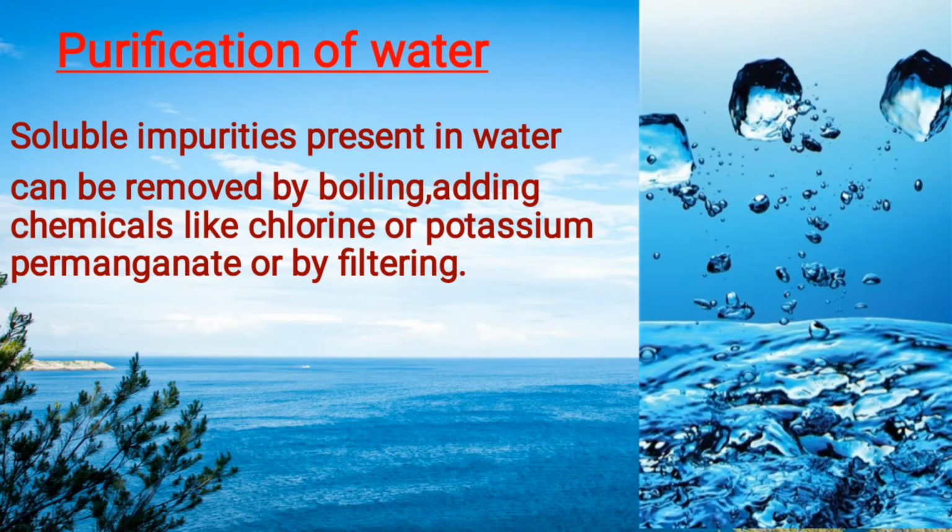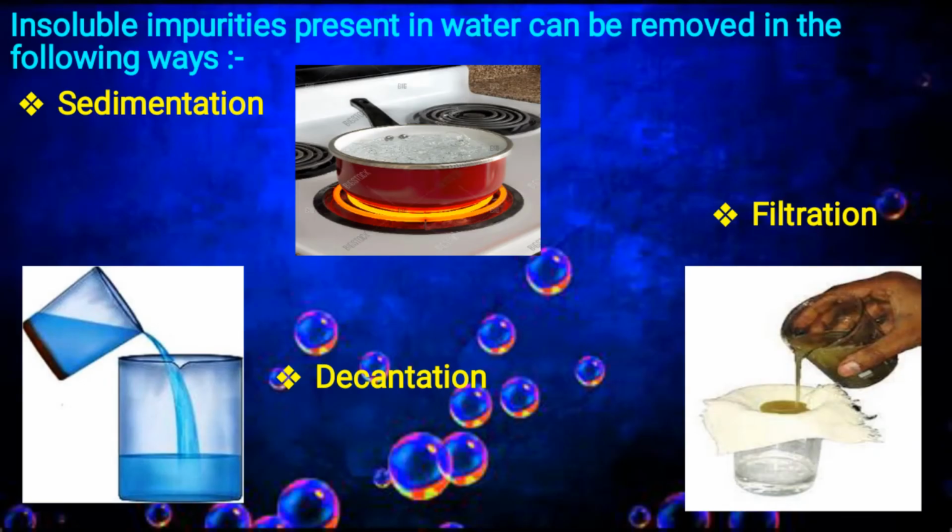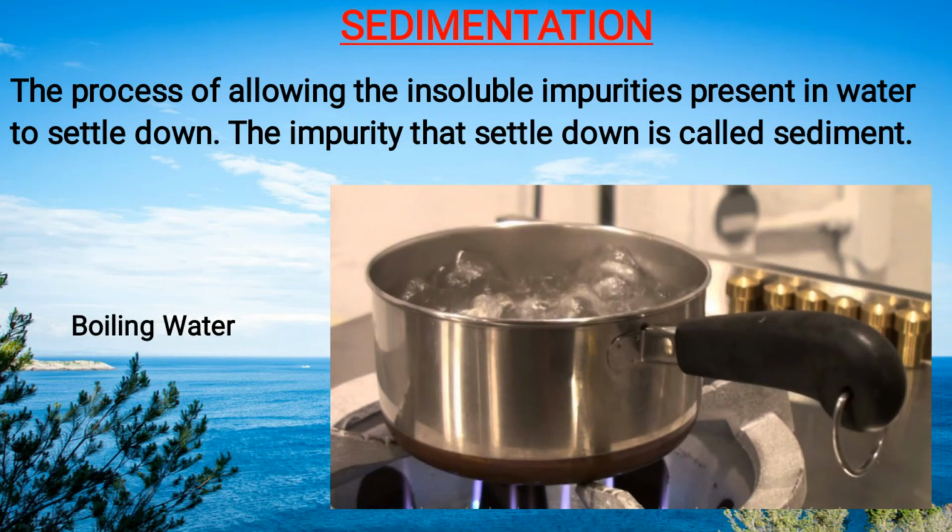Insoluble impurities present in water can be removed in the following ways. Which are the three ways? Sedimentation, decantation and filtration. So let's see what sedimentation is. Sedimentation is the process of allowing the insoluble impurities present in water to settle down.